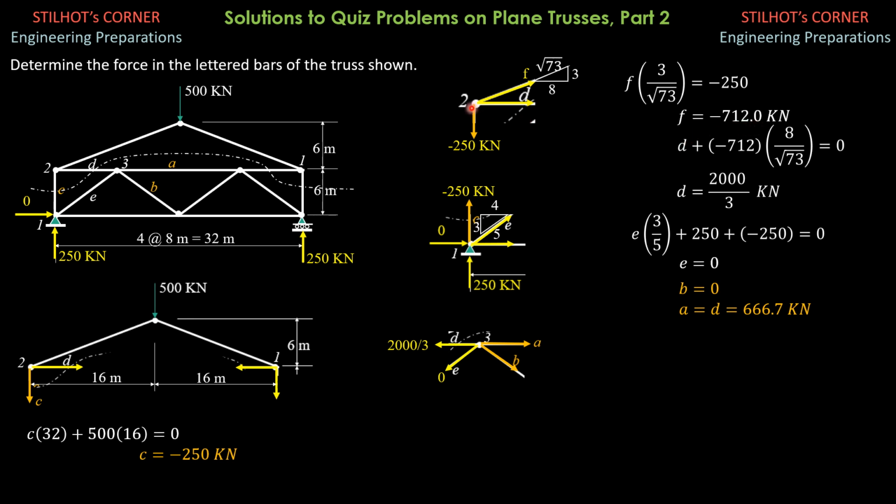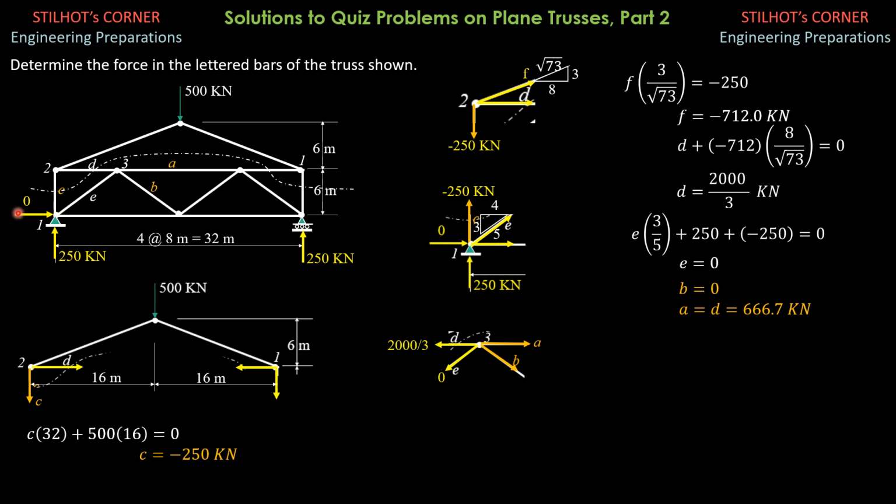Then we sum up forces horizontal equals 0. Then we have negative 712 times 8 over square root of 73 plus D equals 0. Solving for D is 2000 over 3 or 666.7 kilonewtons.